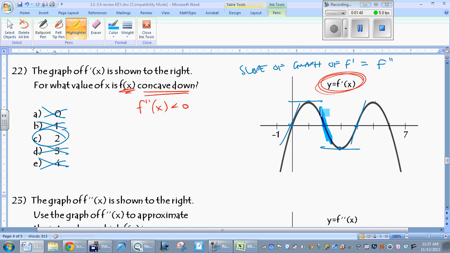So since the slope of this graph is negative, that means the second derivative would be negative, which means the graph of f is concave down.